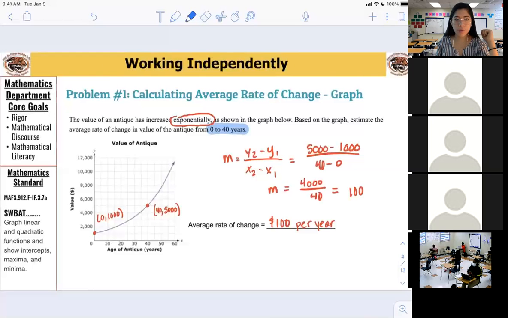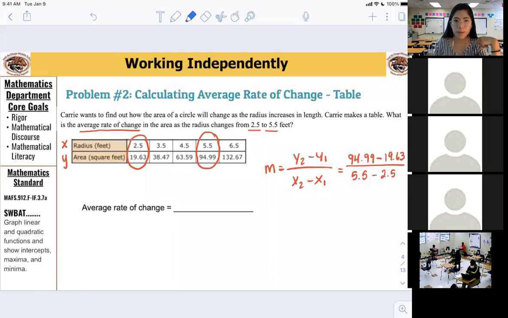All right, problem number 2 is very similar. Carrie wants to find out how the area of a circle will change as the radius increases in length. Carrie makes a table. What is the average rate of change in the area as the radius changes from 2.5 to 5.5 feet? So again, it's telling you where to look, and then you use your formula to figure out the rate of change.